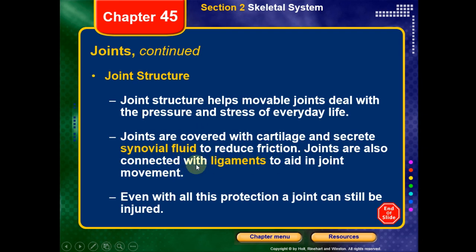Also, these joints are connected with ligaments to aid in joint movement. So we have two parts of the joint, which are the synovial fluid and the ligament. Even with all this protection, the joint can still be injured.